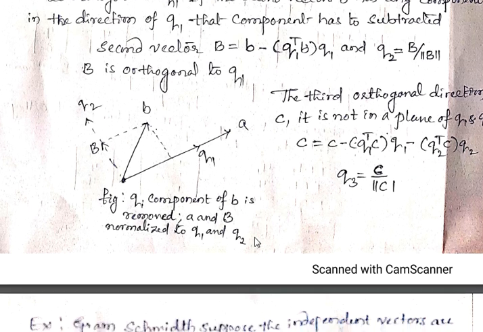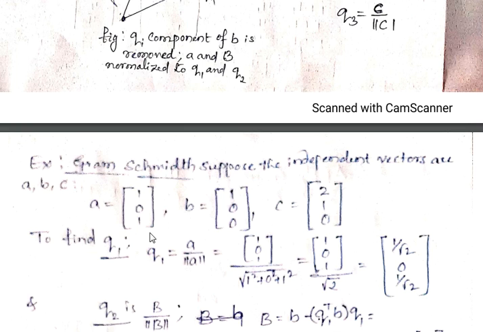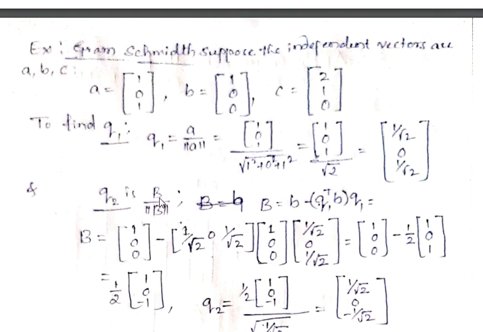So we understand the mathematical process of this one. Q2 is B divided by the magnitude of B. How is this B formed? This B is equal to B minus Q1 transpose B multiplied by Q1. So we need to write this formula. This B is whatever is given in our problem.